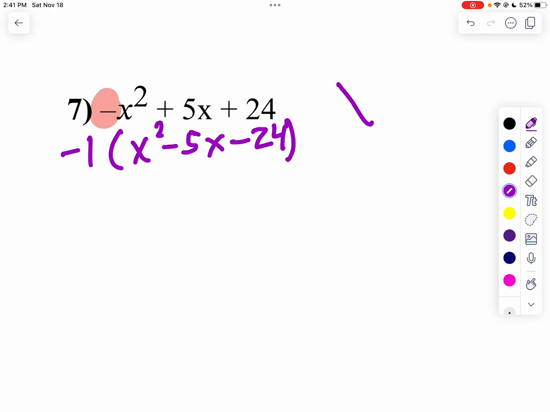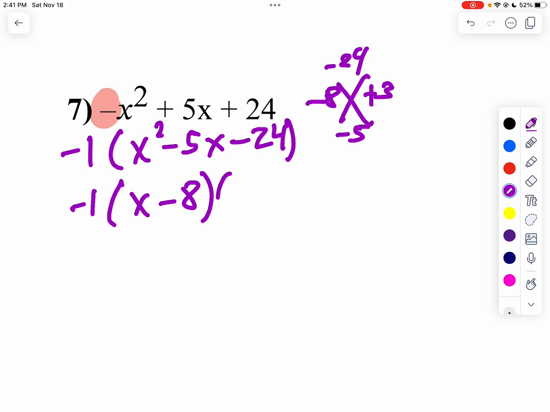Now I want two numbers that multiply to negative 24, and in this case, subtract to negative 5. Well, that would be negative 8 and positive 3. So I'm going to say negative 1, that doesn't go away, x minus 8, x plus 3. There's our answer.